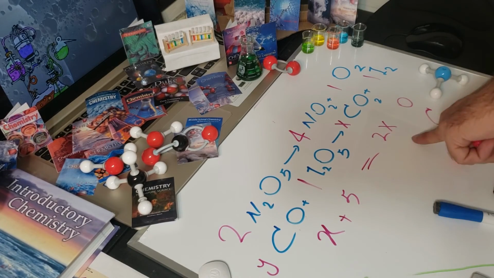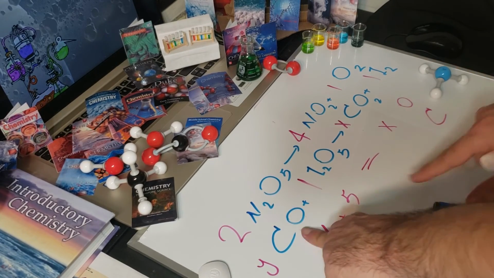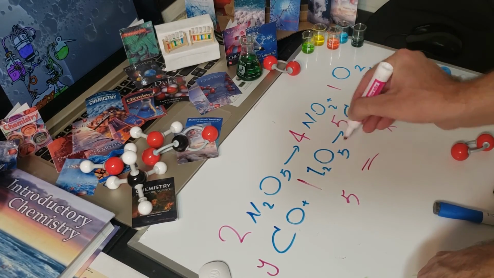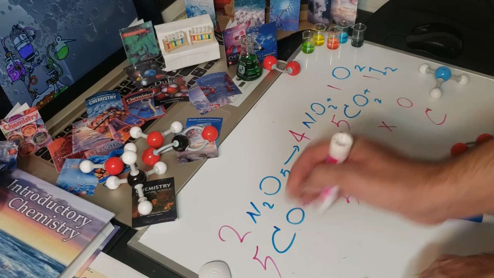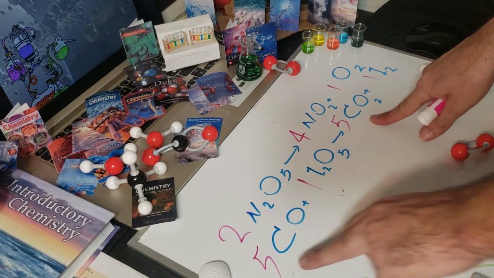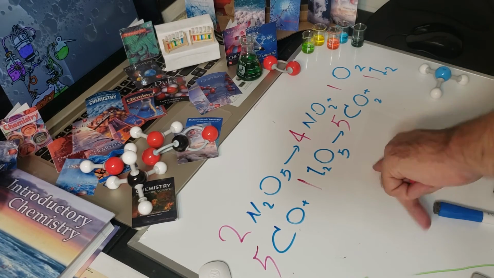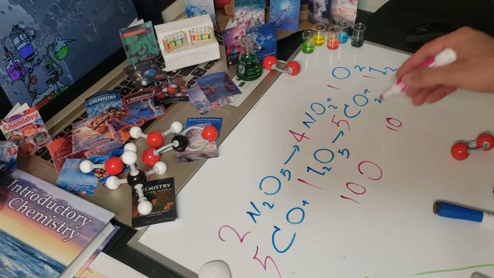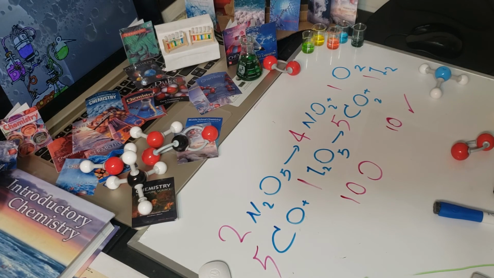Now x, if I move it to the other side, it becomes 2x minus x, it becomes x equals 5, and I could do 5 here as well as 5 here. Then you could check that you have 5 carbon and 5 carbon, you have 5 oxygens and 5 oxygens, that's 10, and then you have 5 times 2, it's also 10, so the oxygen is also balanced.